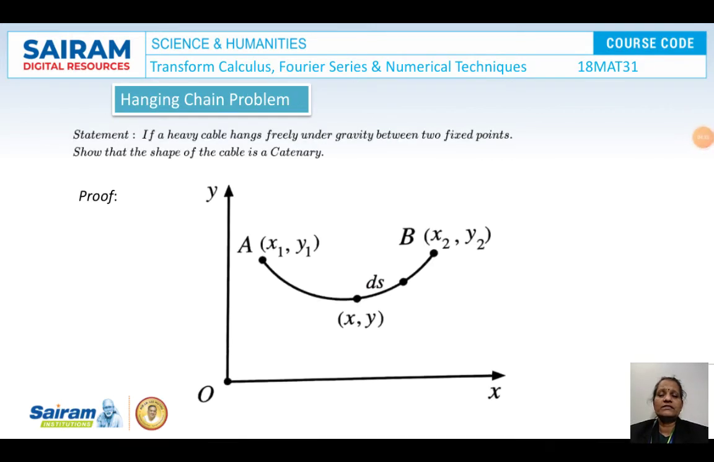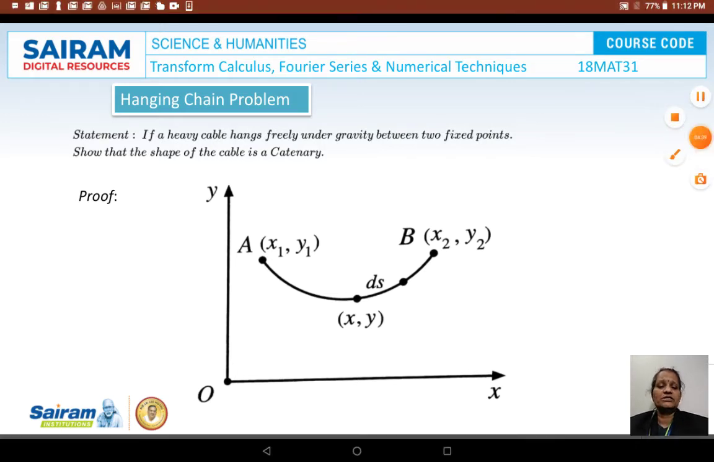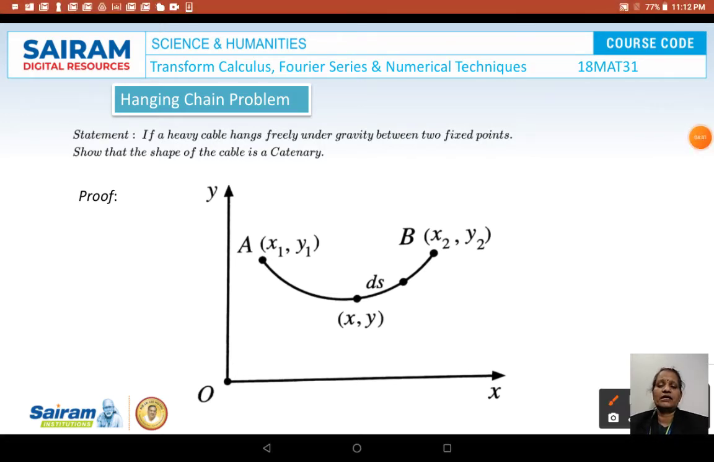Now let us consider another problem, that is the hanging chain problem. In the hanging chain problem, you can imagine a cable or a chain between the 2 points which is hung freely.